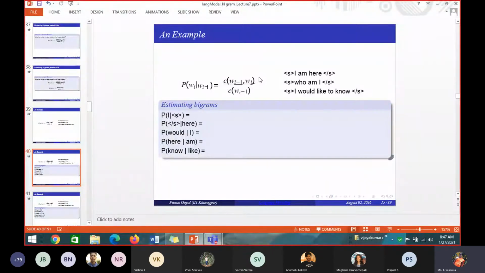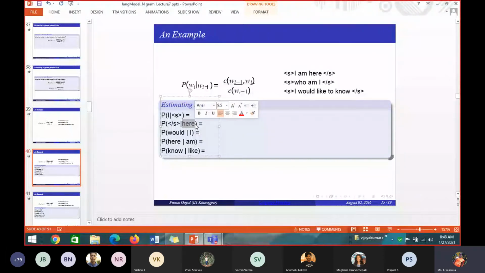Similarly, for slash s it is given here. You have to read it as the probability of the end of the sentence after the word here. First you have to make out how to read this: what is the probability that there is an end of a sentence in my given corpus, given what word?